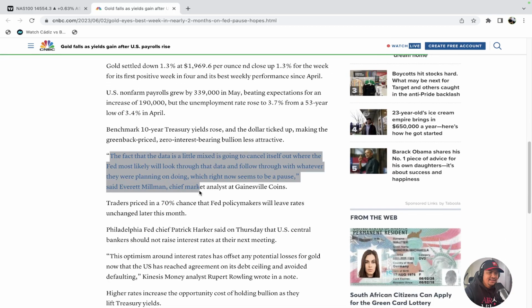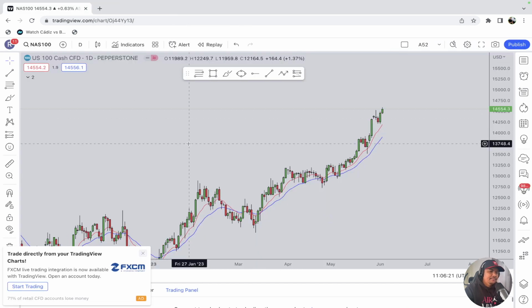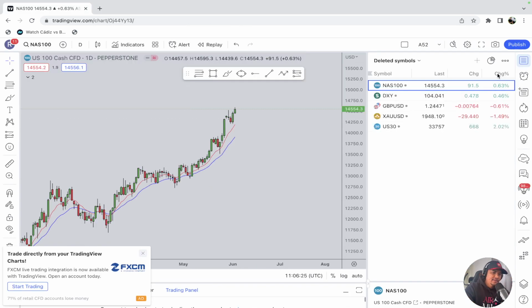Basically, it says here the fact that the data is a little mixed is going to cancel itself out, where the Fed will most likely look through the data and follow through with whatever they're planning. And it says here traders priced in a 70% chance that the Fed will leave rates unchanged later this month. Now, I'm not going to say I don't agree with the fact that the Fed is not going to change or hike the interest rates.